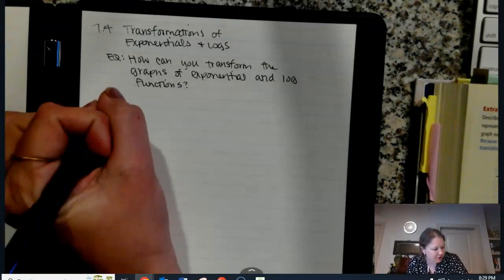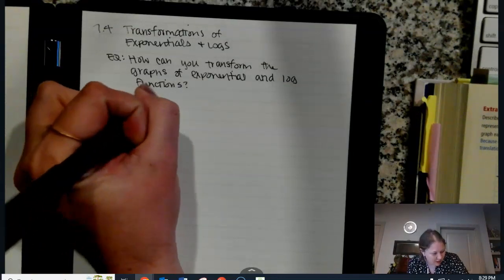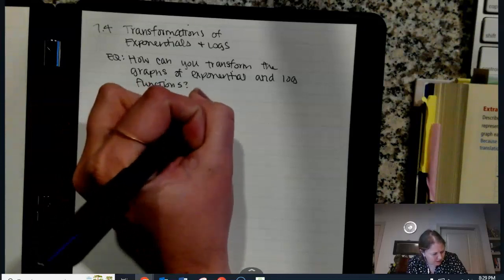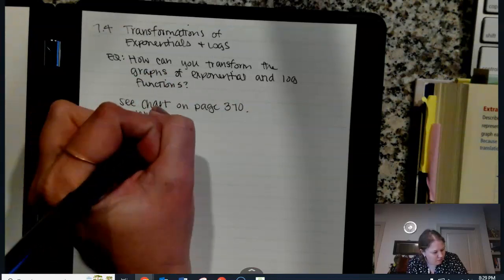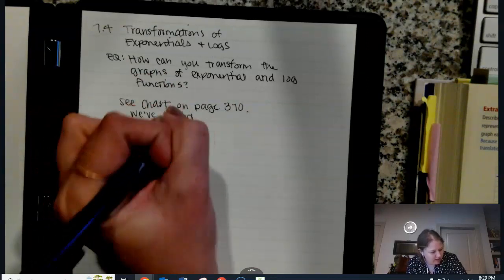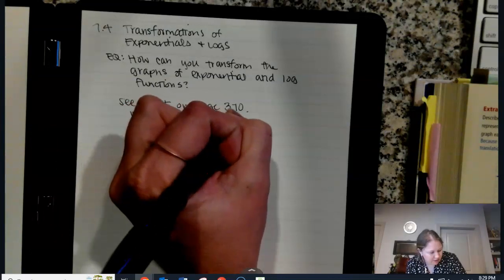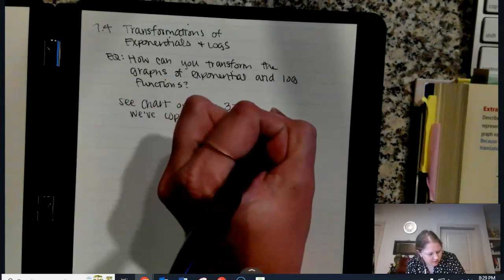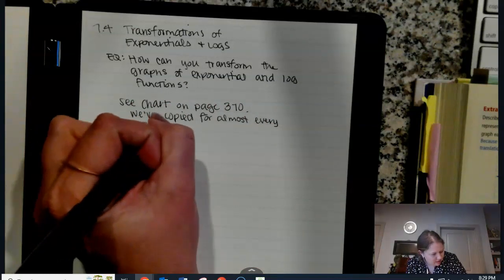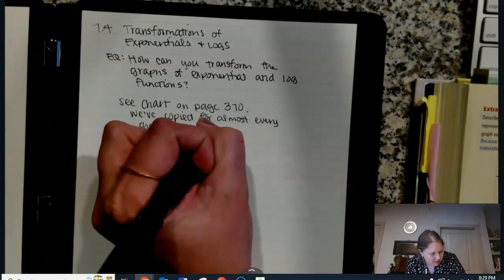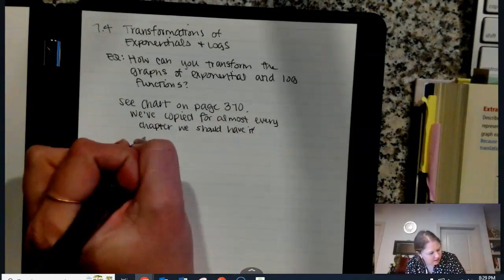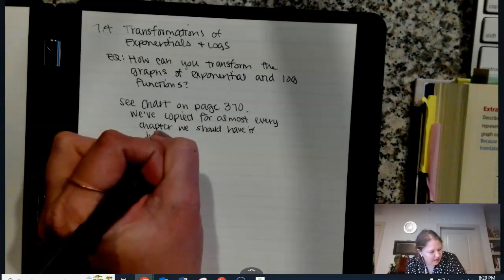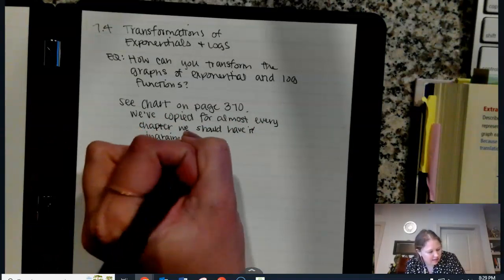So my first thing that I'm going to write is just say C chart on page 370. We've copied it for almost every chapter. We should have it ingrained in our... Ooh, that's not R, that would be out.